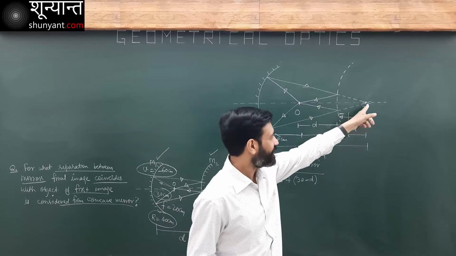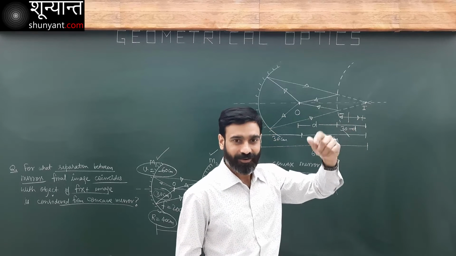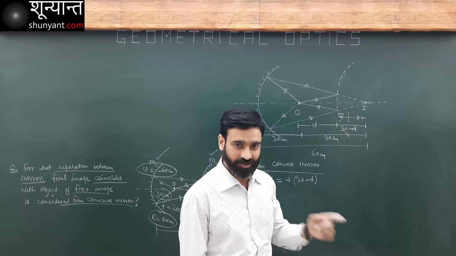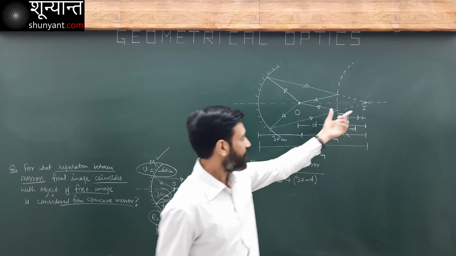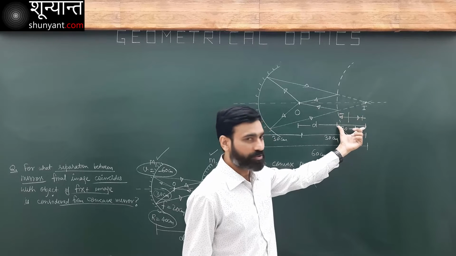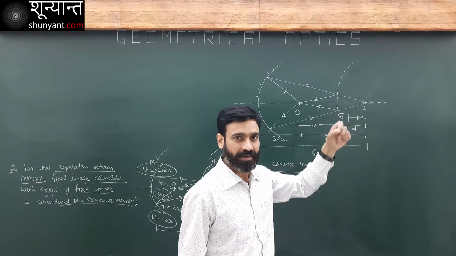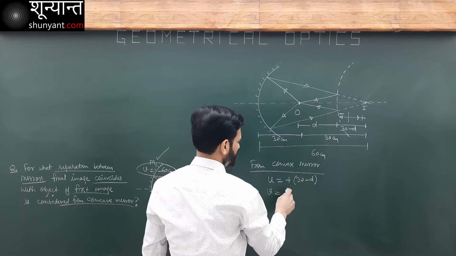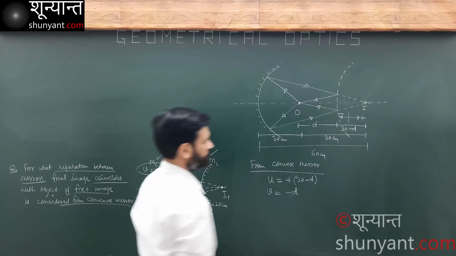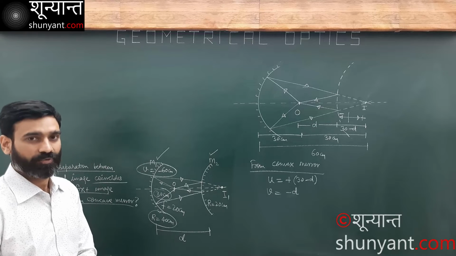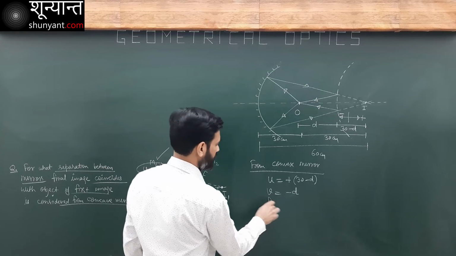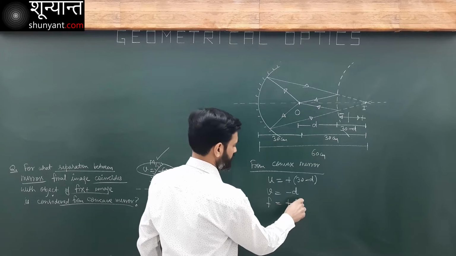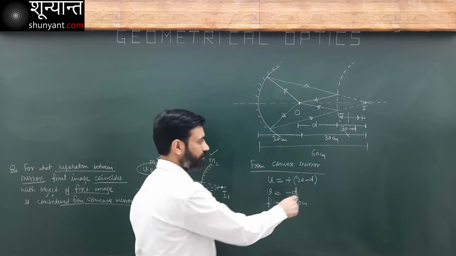This is my object. This is acting like an object for me. It is behind the mirror. It's a virtual object. For this object, the object distance is going to be positive using sign convention. Image is formed here. It is going to be minus D with sign convention. Focal length is going to be plus 10 centimeter.